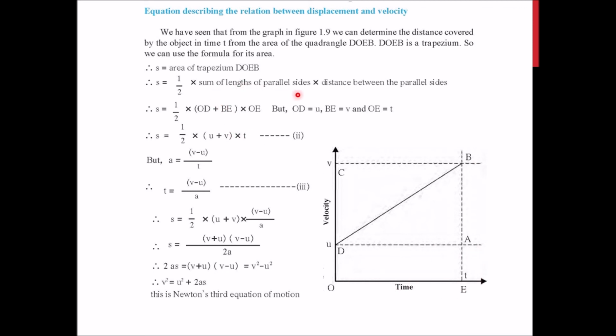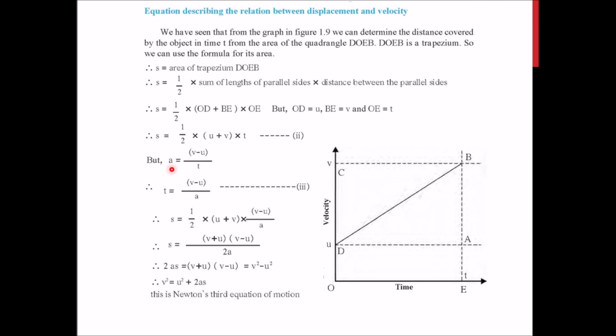So the sum of the lengths of the parallel sides, OD plus BE, is multiplied by the distance between the parallel sides, that is OE. Understood carefully. Now the next part: OD is equal to U because it is the initial velocity, and BE is equal to V. Since OC is the final velocity, BE will be equal to the final velocity V. OE is equal to T. So just substituting these values, you will get the value over here.